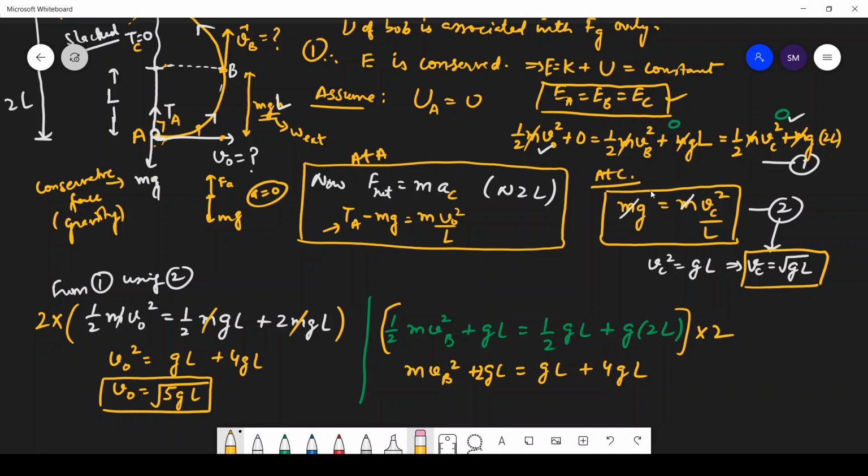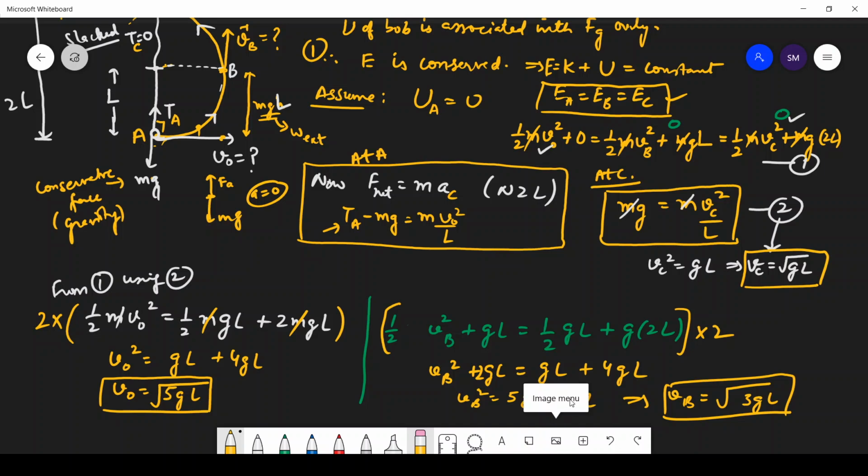We don't have M over here. M is cancelled out. So why have we written M? This M is not there, students. This M was already cancelled out. Okay. So now what do we get? VB square is equals to 5GL minus 2GL, right? And this gives me VB is equals to under the root 3GL.